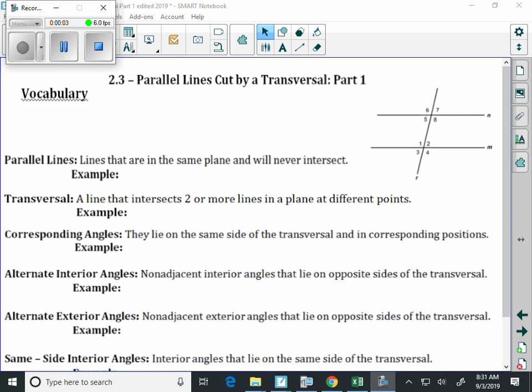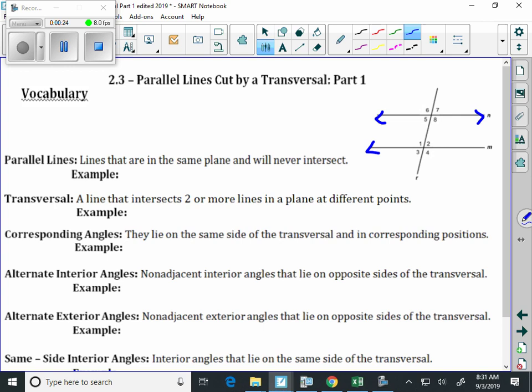So, parallel lines cut by a transversal, part 1. There will be more notes later. Parallel lines are lines that are in the same plane that will never intersect. As we look at this particular diagram, line N is parallel to line M. The symbol for parallel is two upright bars, or two upright lines. That statement is M is parallel to N.